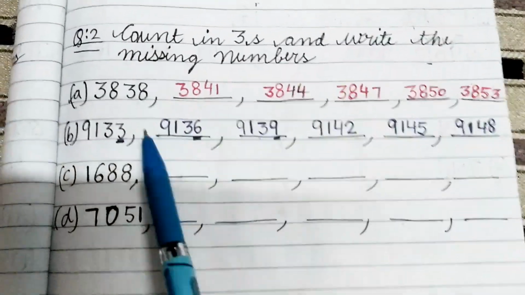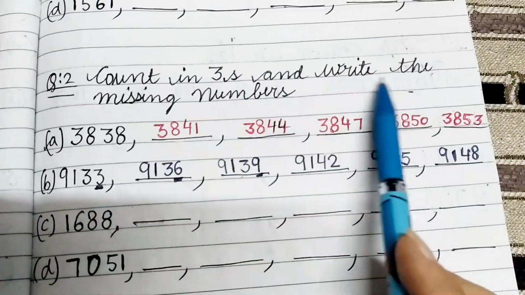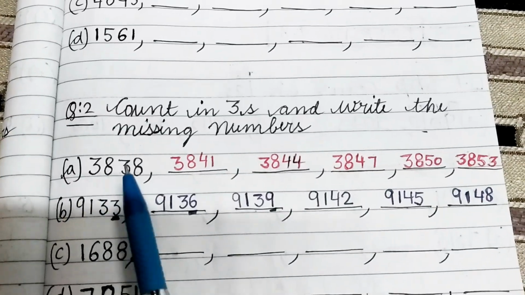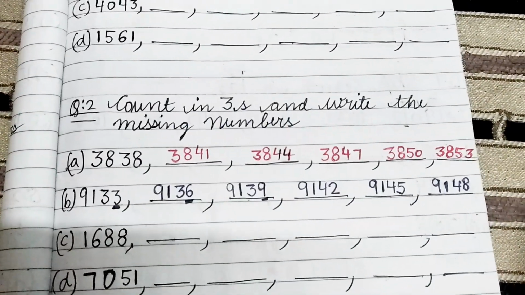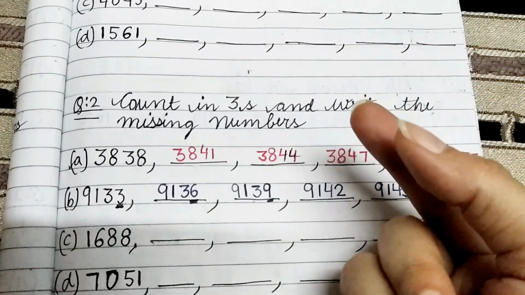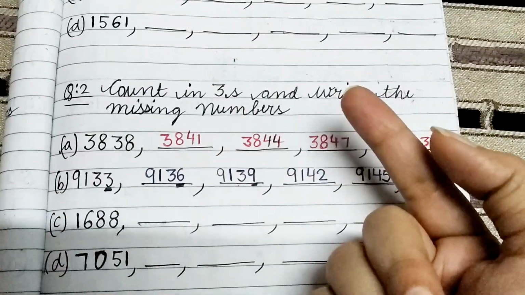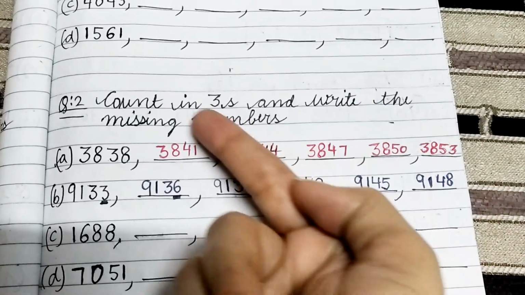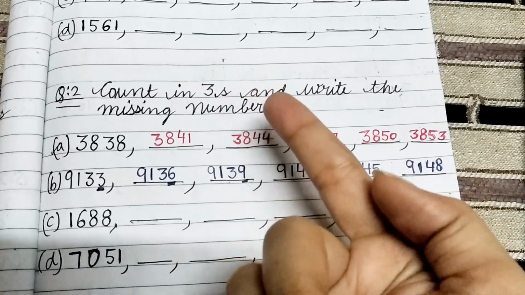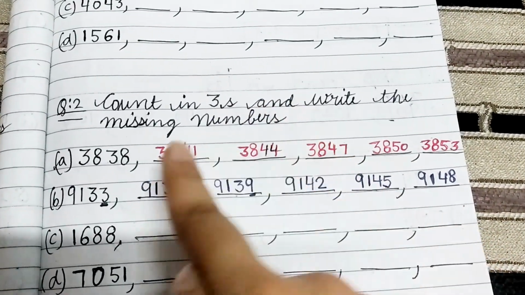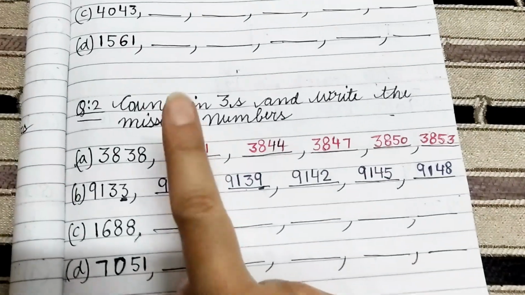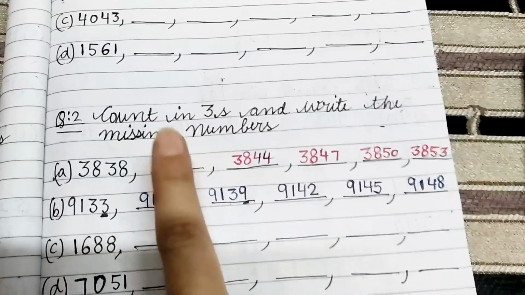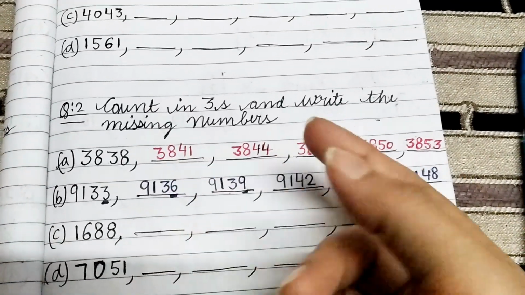Let us discuss the second question. Count in threes and write the missing numbers. First part is 3,838. Again, students, make use of your finger. 3,839, 3,840, 3,841. So you had to count in threes. So at third place, which number is coming? 3,841. That I have written. Now proceed from this number. Not this. You will just forget about this. You will proceed from the latest number which you have written.